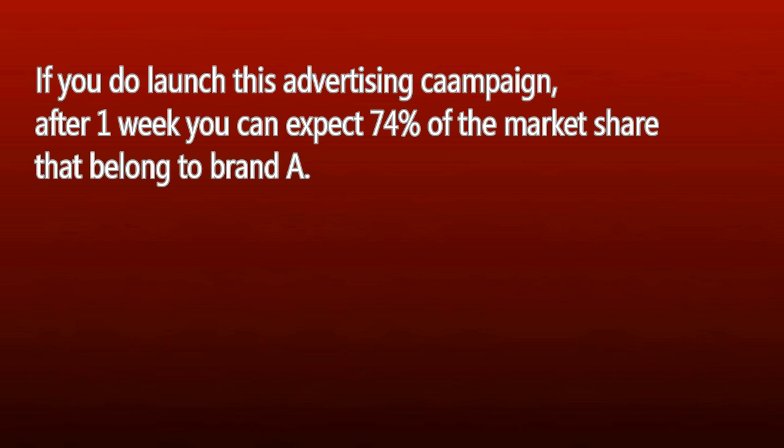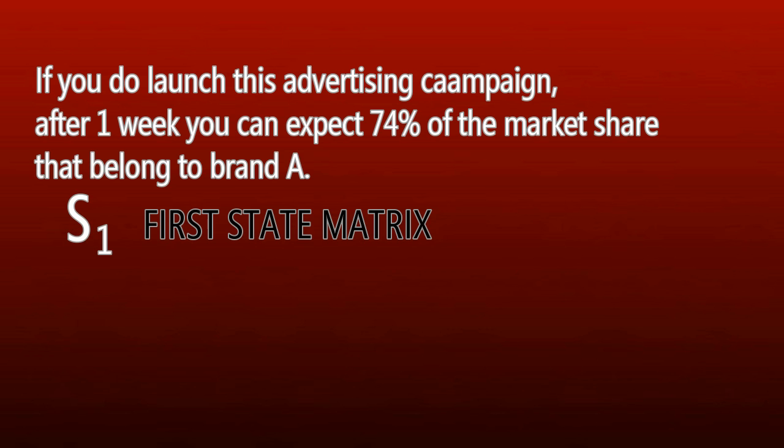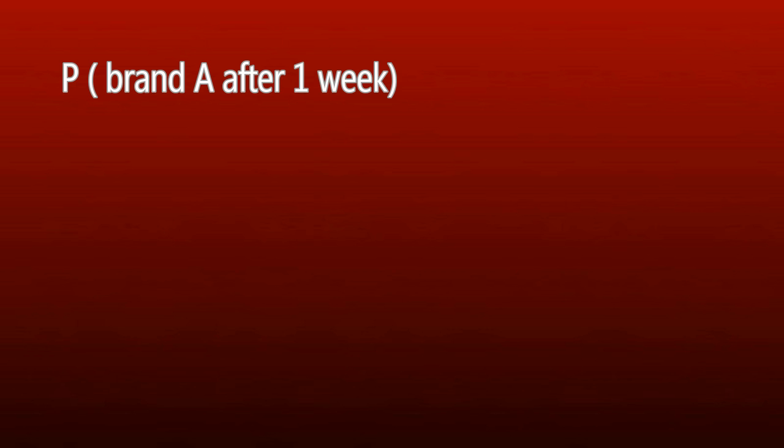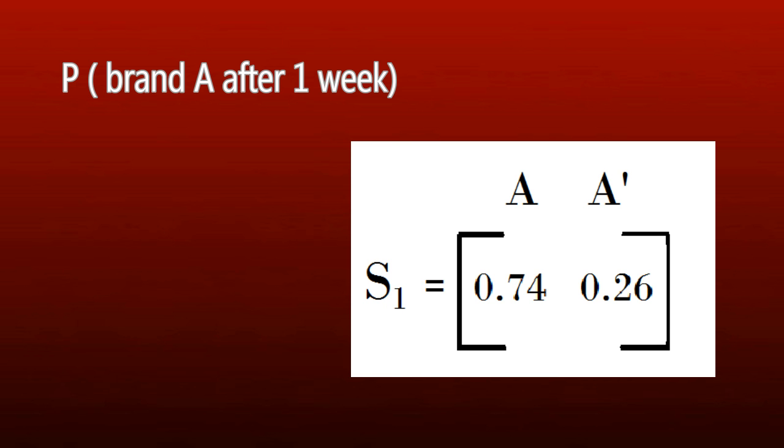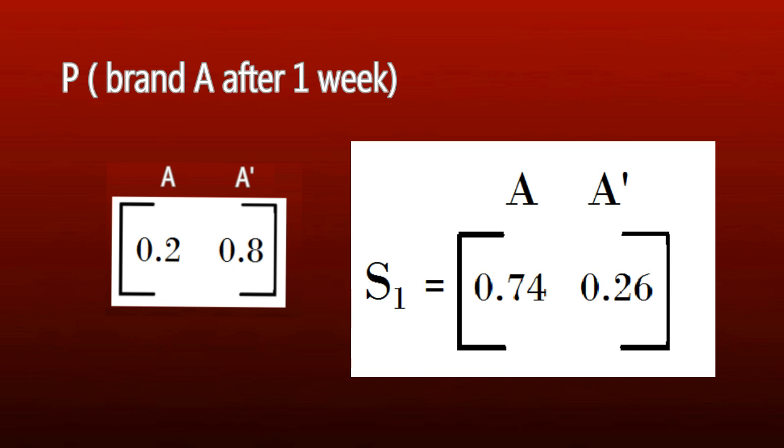So we'll call this S sub 1. This is going to be the first state matrix in our problem. This would be 1 week later conceptually. It says 1 week later, brand A is going to have 74% of the market share. You can calculate the probability that somebody doesn't use brand A using the same multiplication technique, but by default there should be 26% that does not use brand A. That is a big jump from 20% market share to 74% market share.